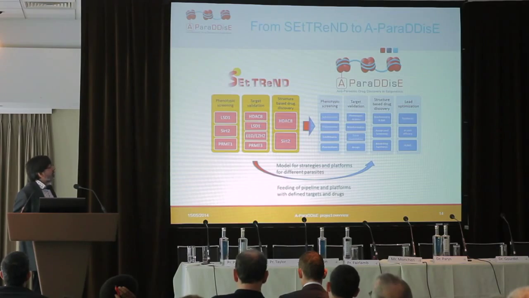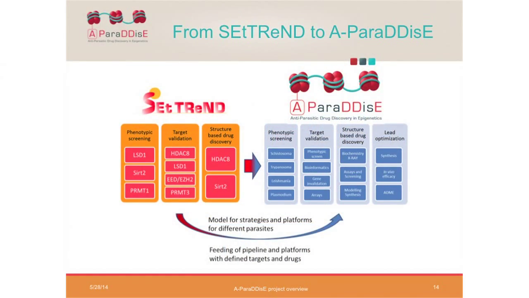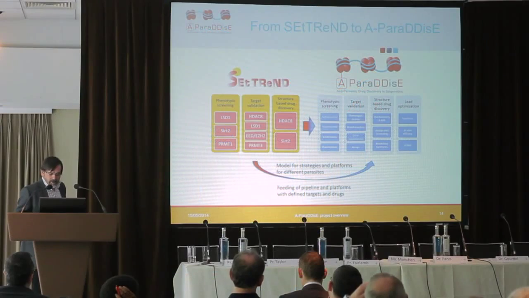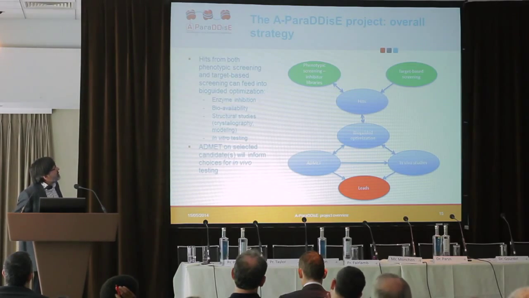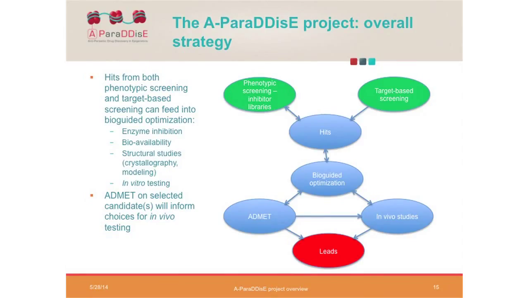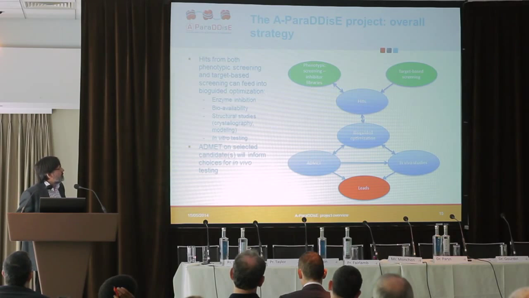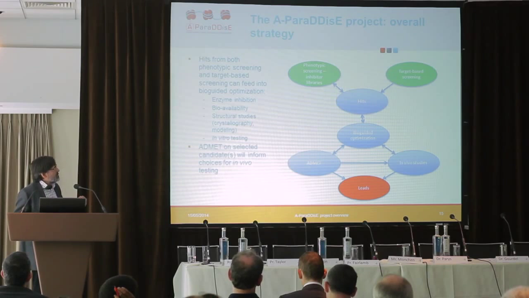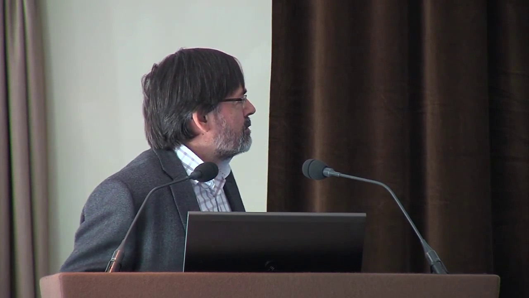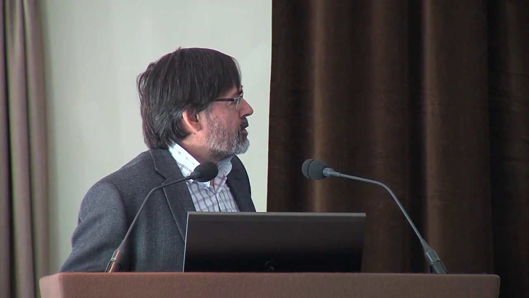So this led us to the A-ParaDDisE project itself, which expanded on this strategy and extended it to these other parasites, Trypanosoma cruzi, Leishmania, and Plasmodium. In this approach, we've expanded a phenotypic screening approach in addition to the target-based screening. But I should say that this is phenotypic screening using HDAC inhibitor libraries and not random compound libraries. Now, the objective is to pursue this same strategy using bioguided optimization. We're including, this time, basic PK and toxicology studies to inform in vivo studies, and we hope that this will allow us to produce a certain number of leads that can then go forward. This will be the challenge, to go forward from this very basic preclinical phase to clinical trials, obviously.